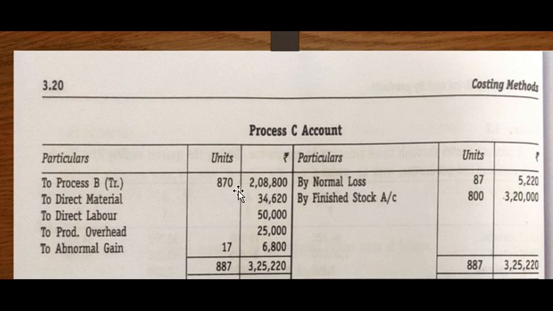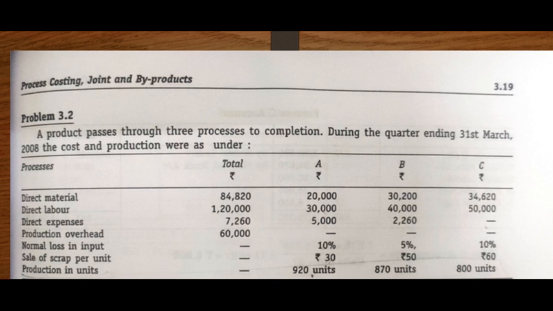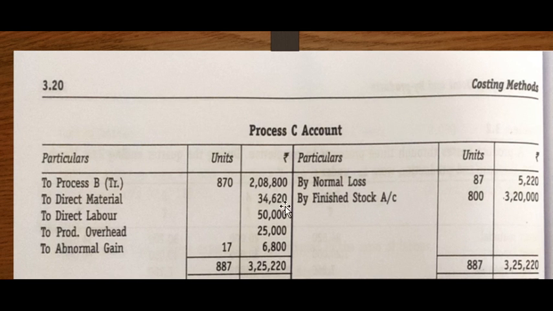Next you have introduced amount and you recorded the expenses. Then you have your normal loss. 870 is your input. Then you have normal loss of 87. Look into the question. Have they given the output for that process? Yes, they have told C is producing 800 units. So that is the output for that process. As this is the last process, you will write by finished stock is 800. So 87 and 800 are the units present in your output.